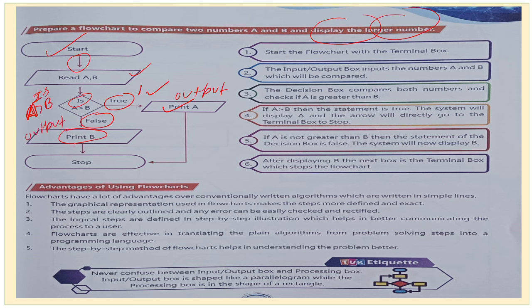So this type of condition, if you want to check, you have to make a decision box, that is a diamond shaped box. This is known as a decision box. Okay? This decision box, the diamond shaped box, is known as the decision box.